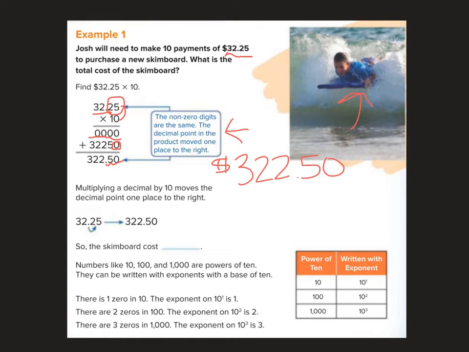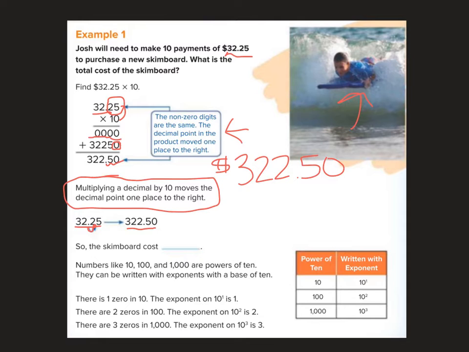Now, that's kind of your fallback. If you forget this new trick I'm going to teach you, that was the fallback method. Just multiply it out. Okay, but there's a little trick here. Multiplying a decimal by 10 moves the decimal point one place to the right. This is a great thing to write as a note into your notebook. So if I'm going to multiply $32.25 by 10, I just move my decimal point one place to the right. So I know it's $322.50.